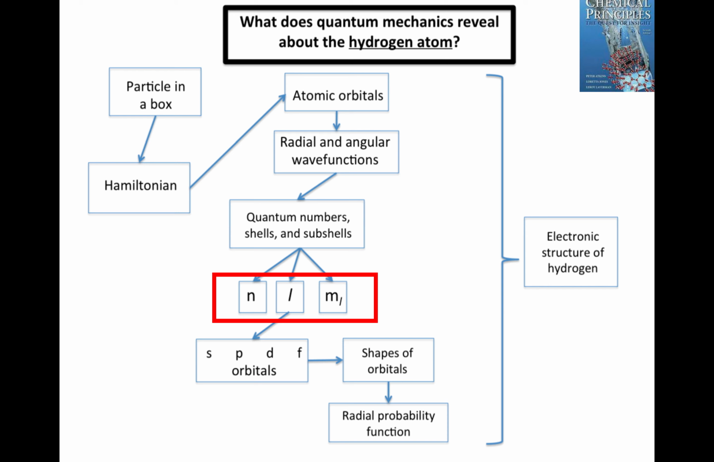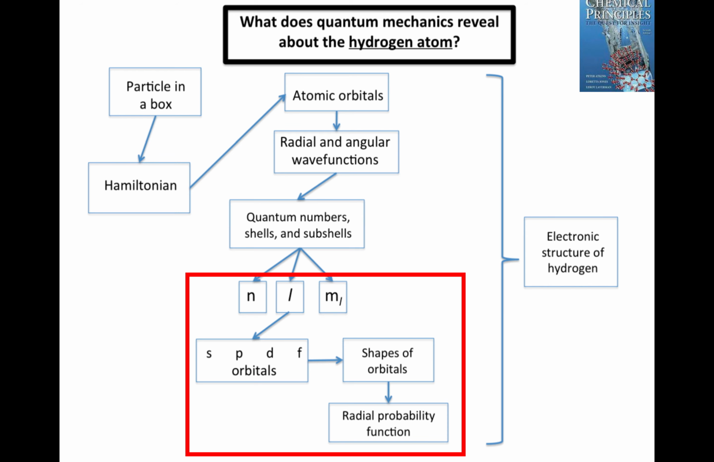So in a previous video, we saw how quantum mechanics led to a description of the hydrogen atom as having particular quantum numbers that were used to describe the radial and angular components for the wave functions. This is the treatment coming from my Honors General Chemistry textbook, Atkins. We're now going to continue on and learn more about the particular atomic orbitals, in particular their shapes and this idea of the radial probability function.